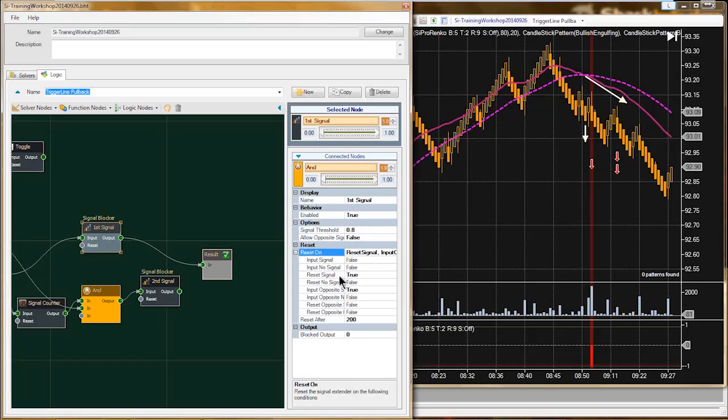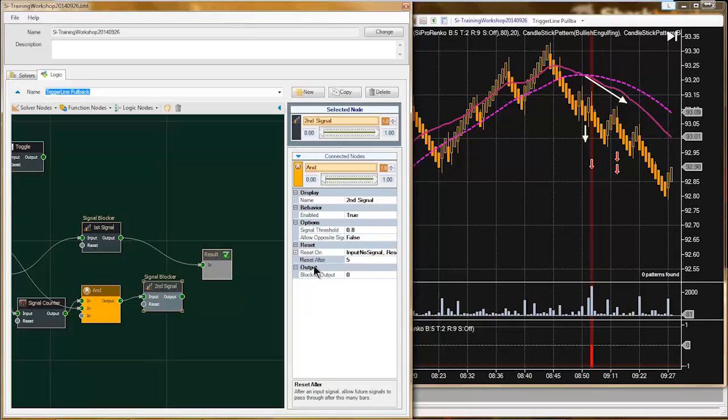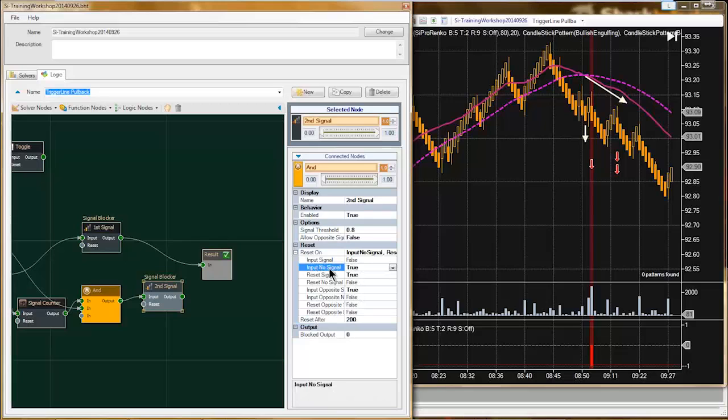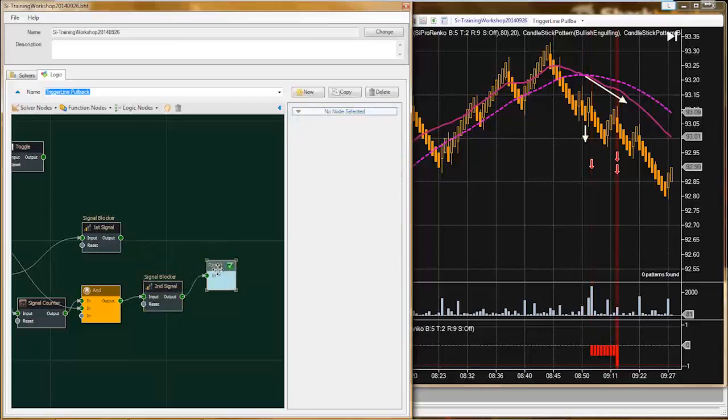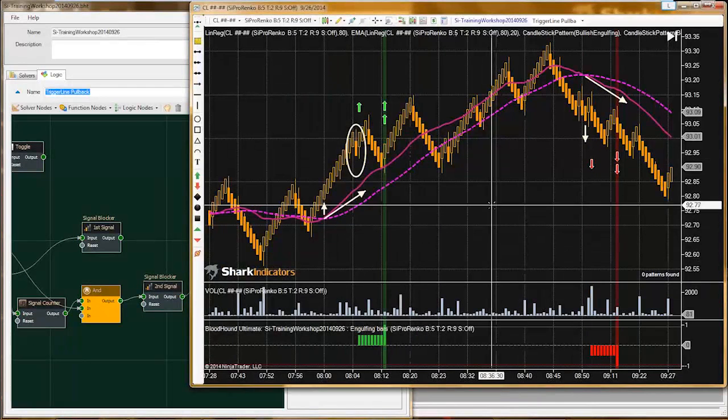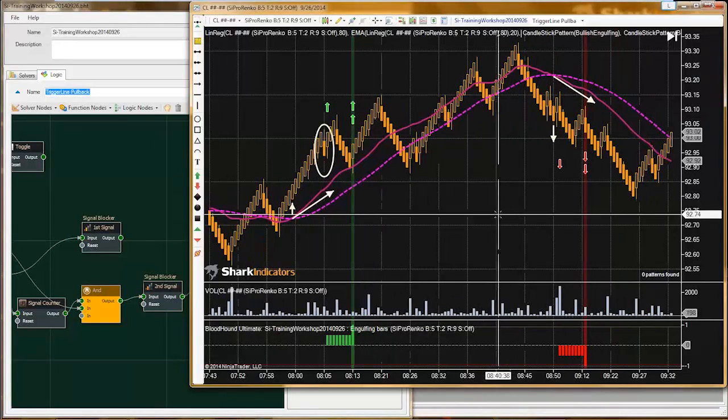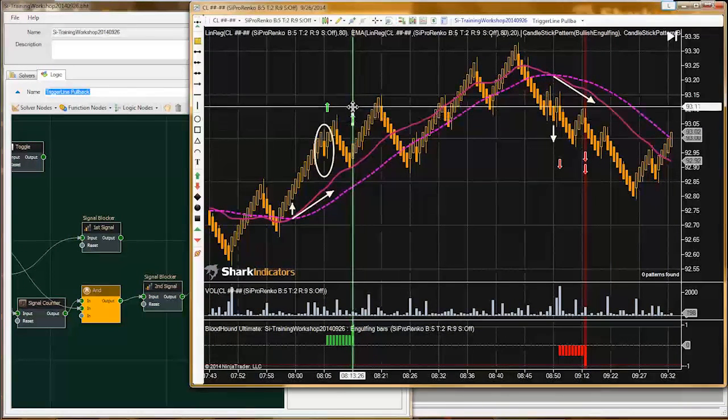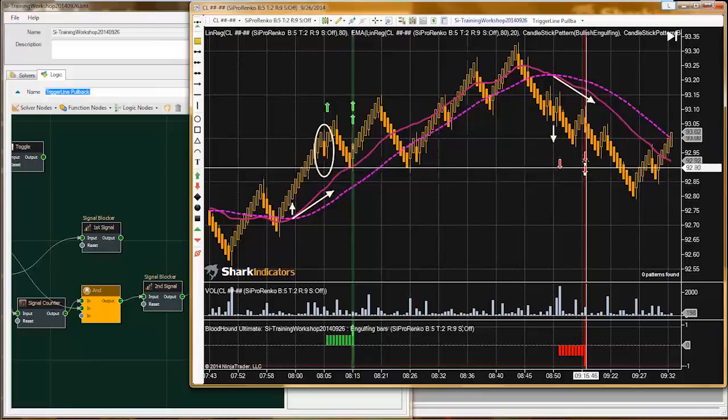So I'm going to look through my reset section, and I remember I turned off the input no signal, and I set the bars to 200. Let's take a look at this signal blocker. I need to set this to 200, and I need to turn the input no signal off. Let's turn that off, and take a look at this now. Alright, that's what we want to see. Now we only see the second signal coming through.